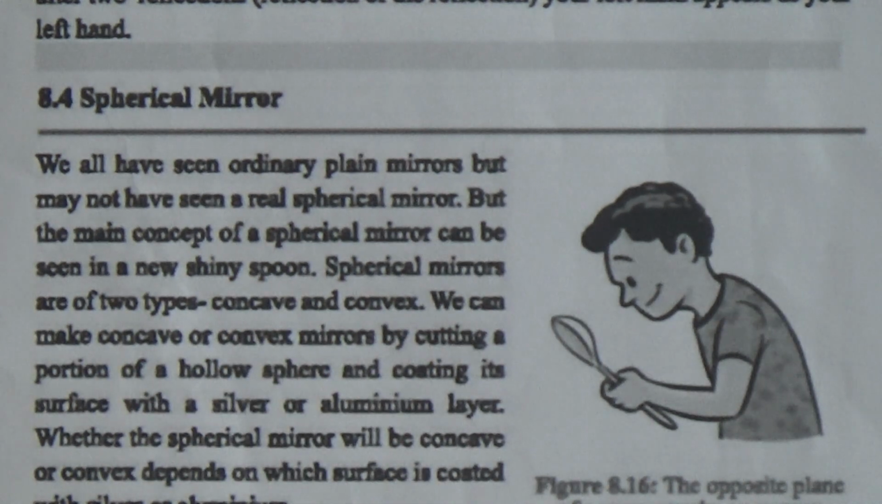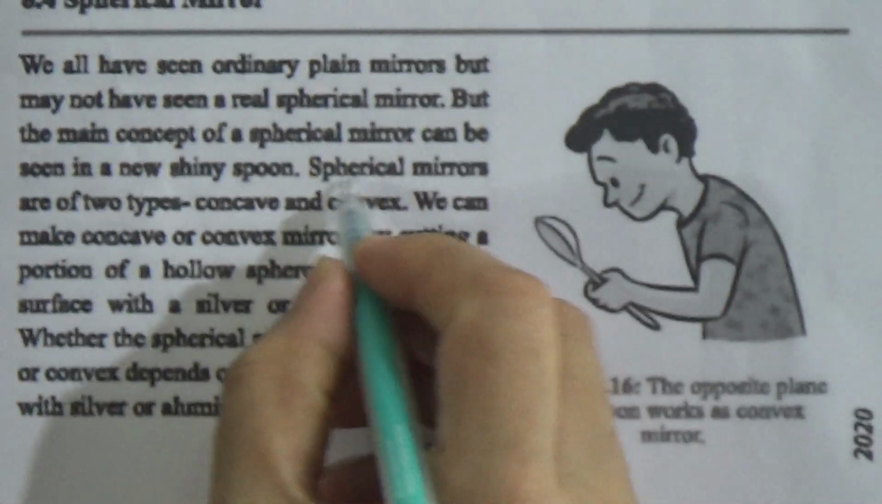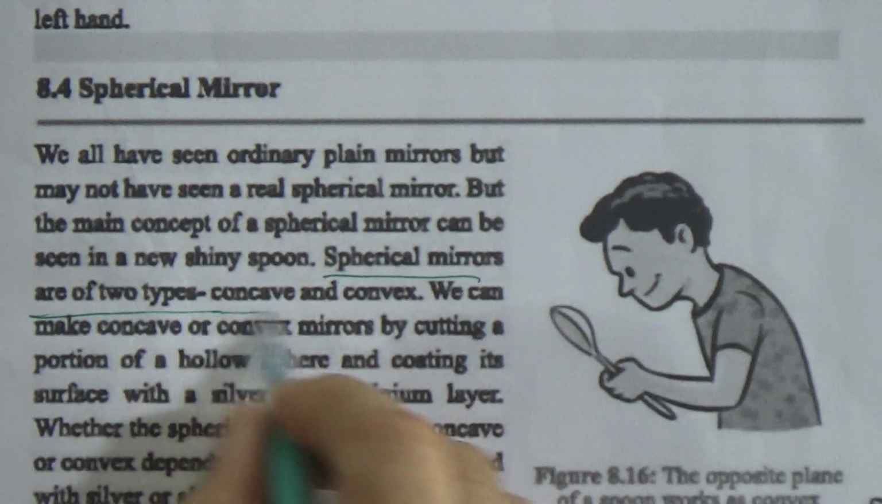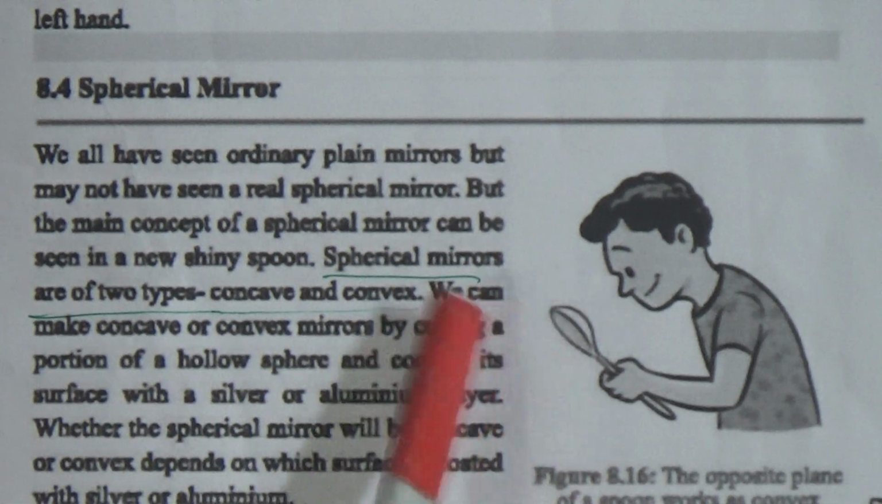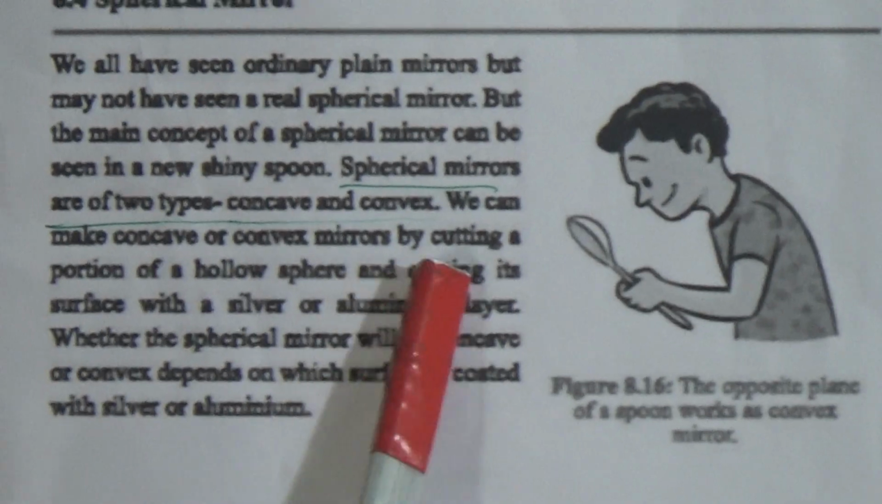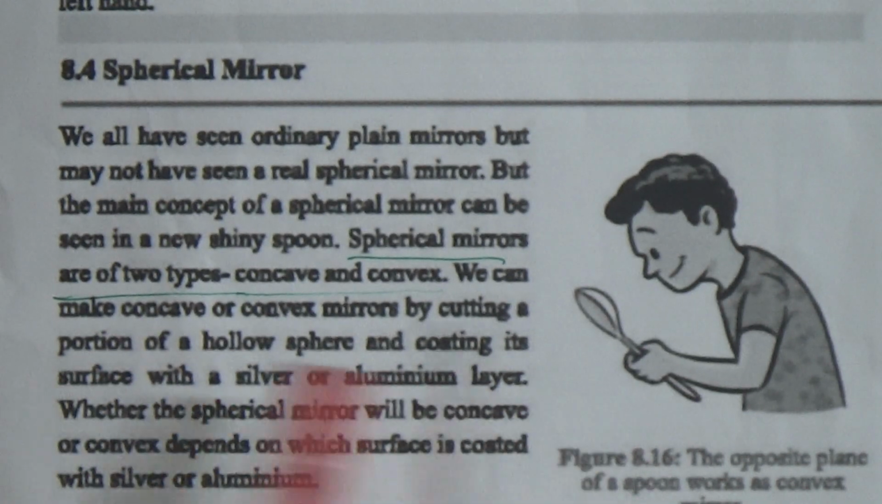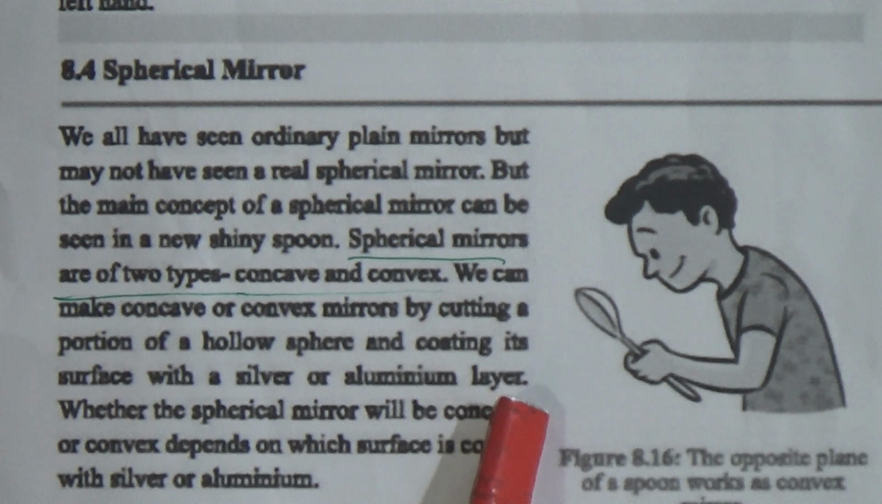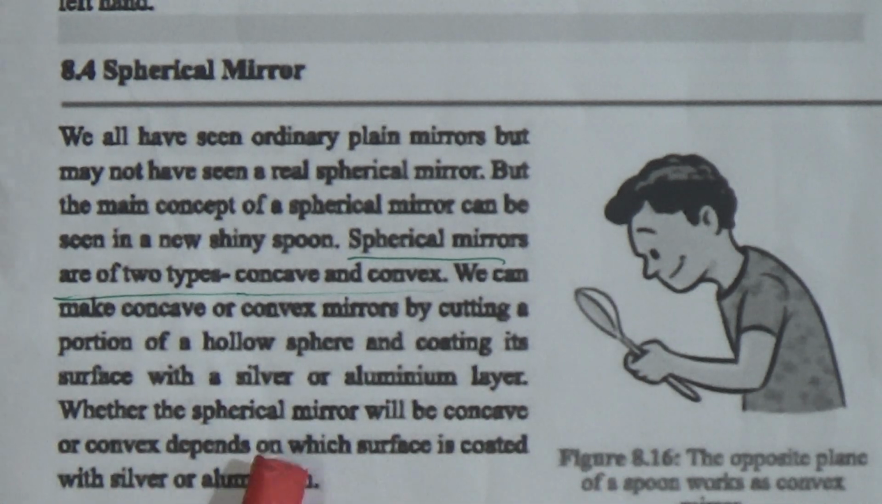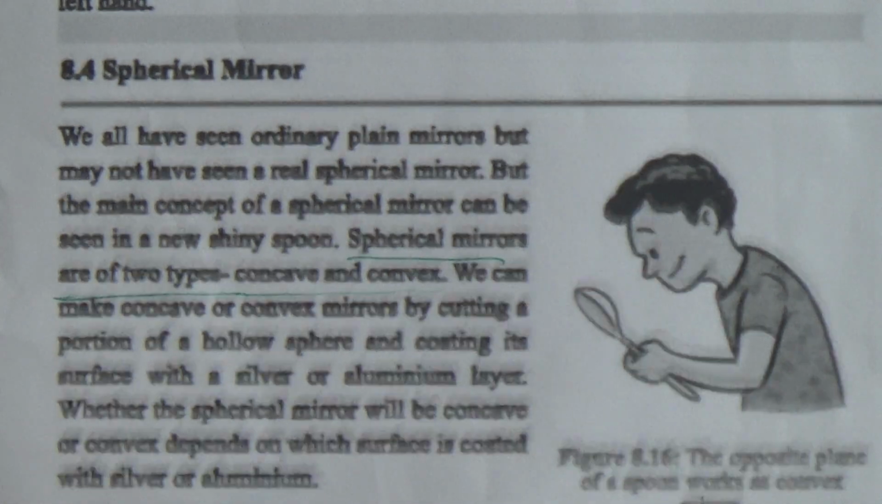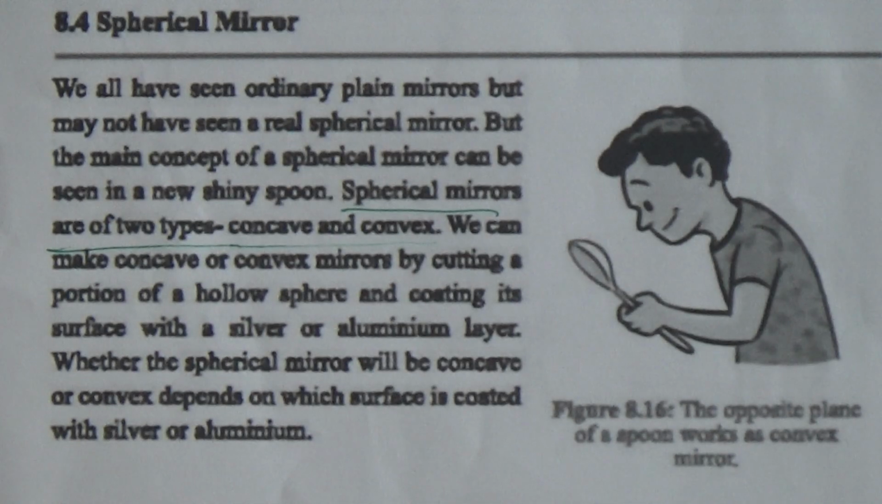My dear students, spherical mirrors are of two types, concave mirror and convex mirror. We can make a concave or convex mirror by cutting a portion of a hollow sphere and coating its surface with silver or aluminum layer. Whether the spherical mirror will be concave or convex depends on which surface is coated with silver or aluminum. So now come to convex mirror.